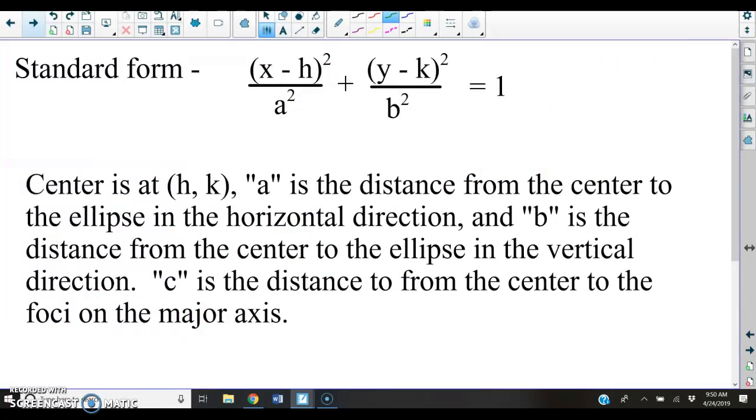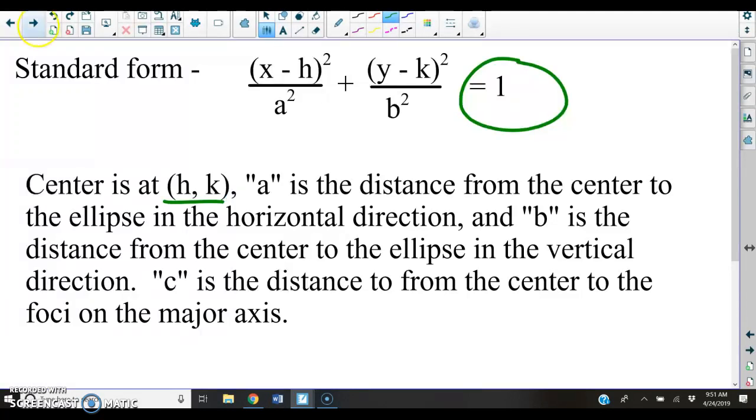Okay, the standard form for an ellipse, you've got x minus h, the quantity squared, over a squared, plus y minus k, the quantity squared, over b squared, equals 1. This is what's key. If it doesn't equal 1, you're going to divide so it does. For now our center is going to be at 0, 0, but in the standard form, h and k would be your center. A is the distance from the center to the ellipse in the horizontal direction. B is the distance from the center to the ellipse in the vertical direction. And C is the distance from the center to the foci on the major axis.